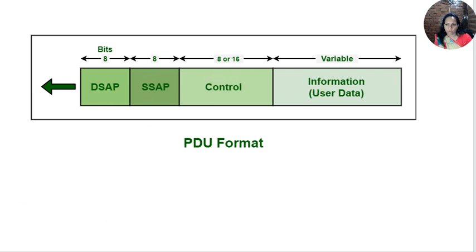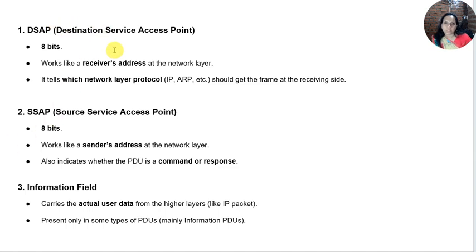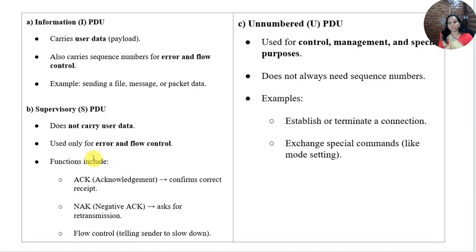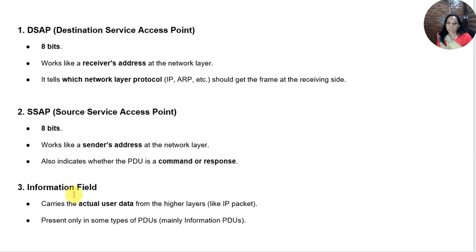Now we will see what each one is. Destination service access point, 8 bits, works like a receiver's address at the network layer. It tells which network layer should get the frame at the receiving side. SSAP, source service access point, 8 bits, works like a sender's address at the MAC layer, and also indicates whether the PDU is a command or response. The information field carries the actual user data from the higher layers, present only in some types of PDU, mainly the information PDU.